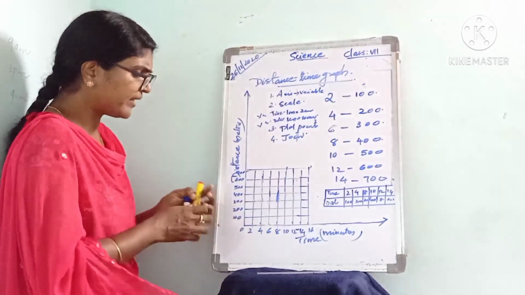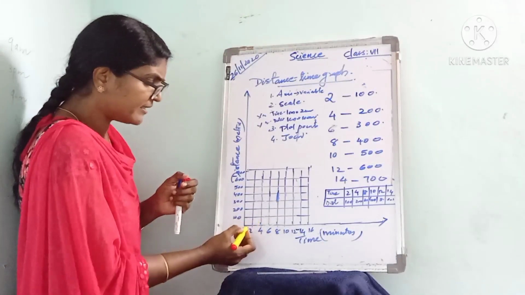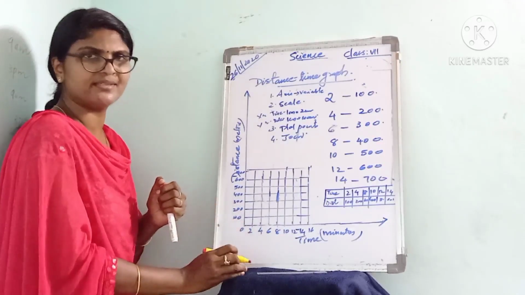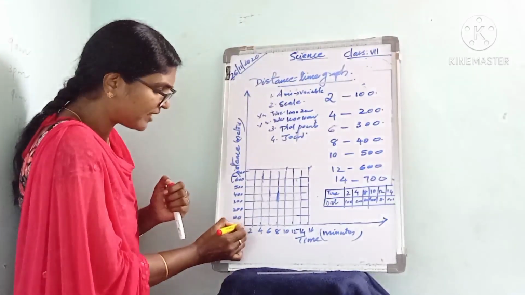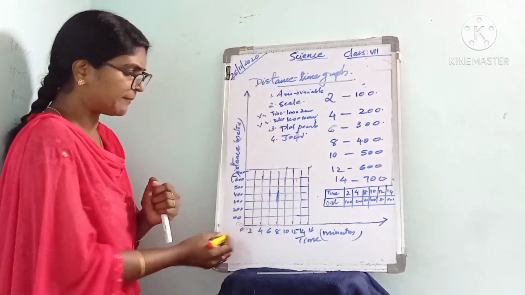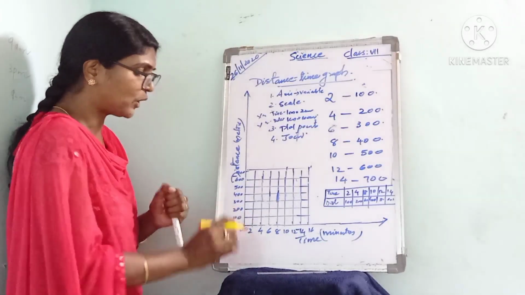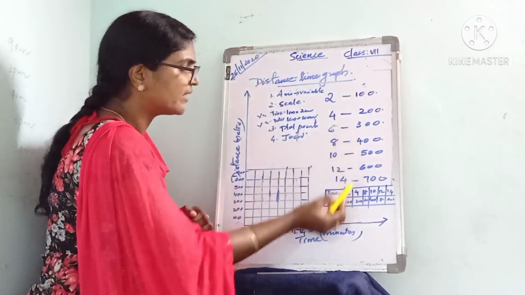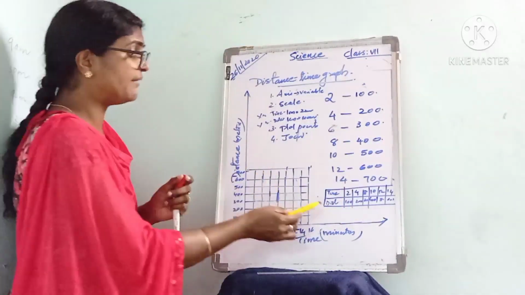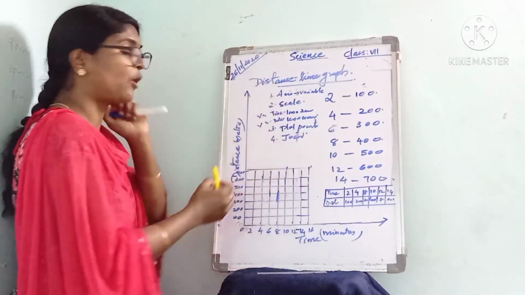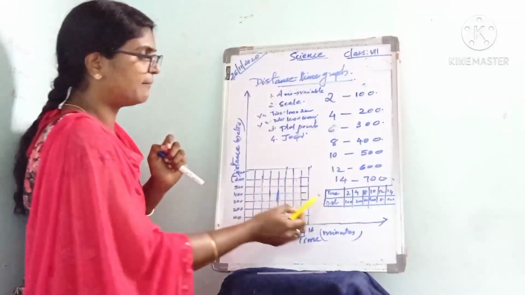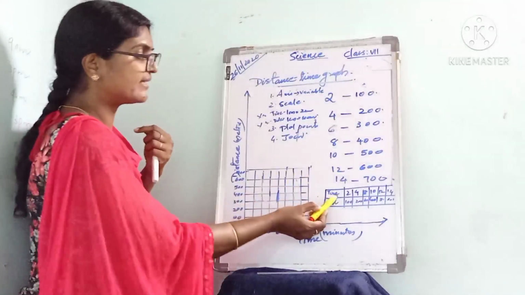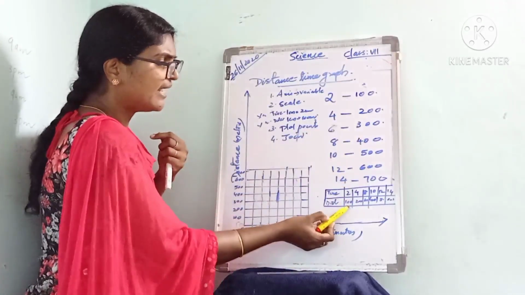At 0 time, when it is 0 minutes, the distance is 0 itself. So the point is 0, 0. We can represent the origin as 0, 0. The next is 2 minutes. Before plotting the points, we have to mark this time and distance in a table. That is, 2 minutes corresponds to 100 meters.